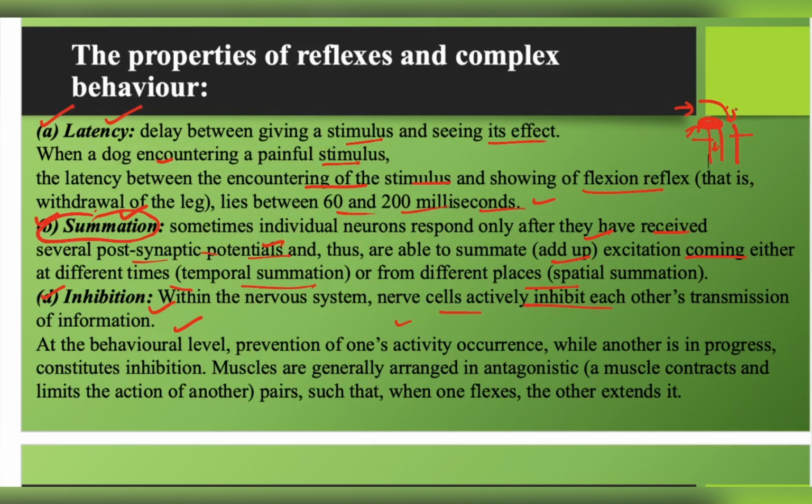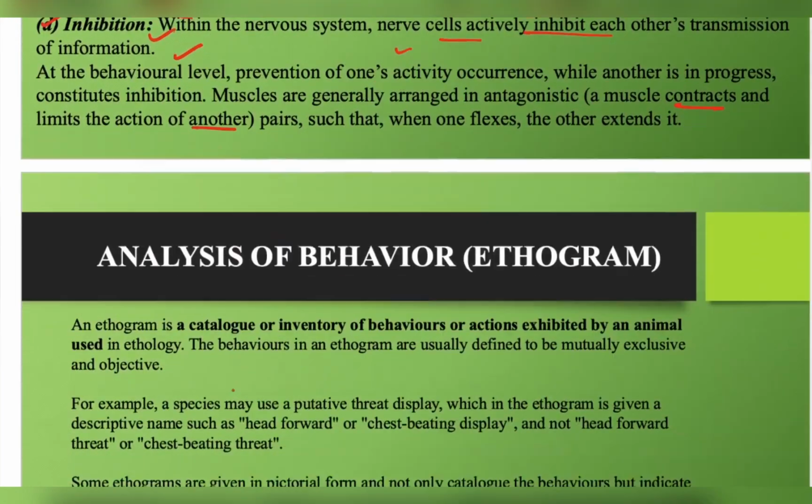Muscles also work in this manner. When muscles contract, some muscles are antagonistic to each other. They are paired in that manner, so that if one contracts, the other has to relax. So they limit each other's action. So this is very common in complex behavior, right?